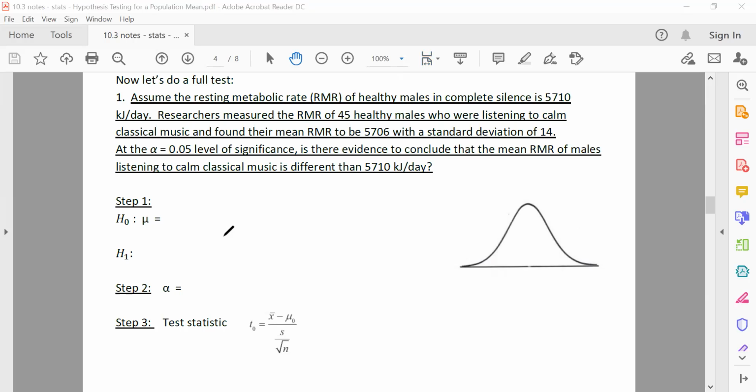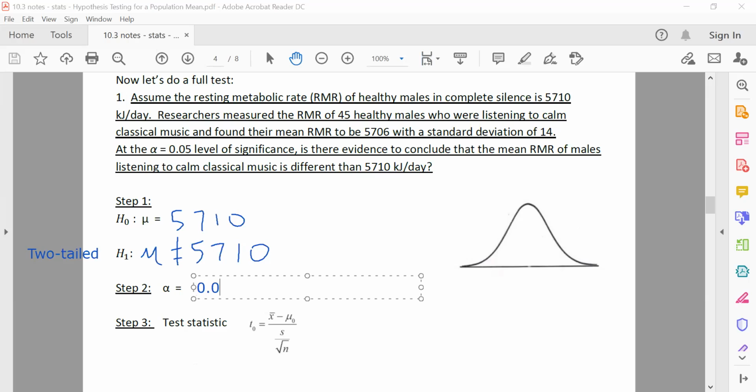So setting up our hypotheses, the null and alternative, the alternative, we want to know if it's different from 5710. So this is automatically going to be a two-tailed test. The null then has to be that mu equals 5710. Notice we're using mu now. So this must be two-tailed. The level of the test is 0.05.